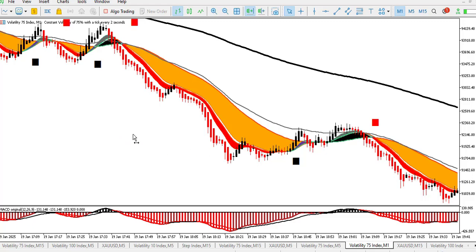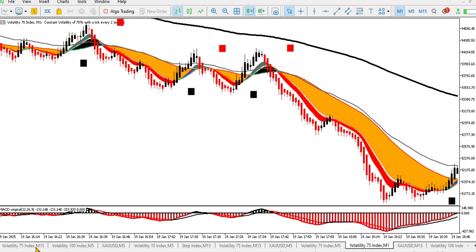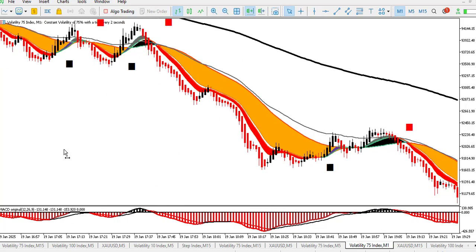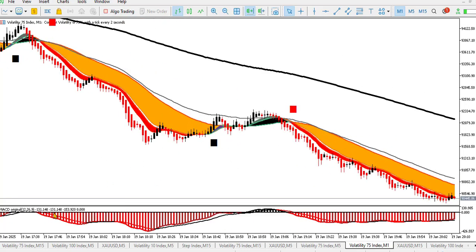If we check all the signals generated on the lower time frame, the sell signal did deliver and gave us good profit. You can see all the signals generated in the direction of the higher time frame did deliver. So this is how to use this particular strategy on MetaTrader5.